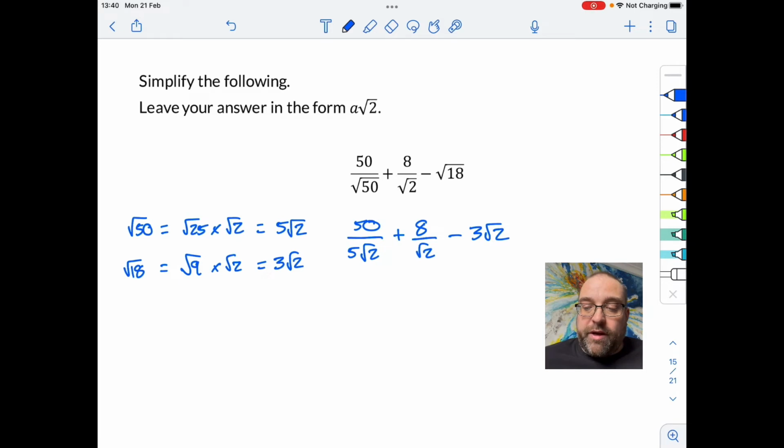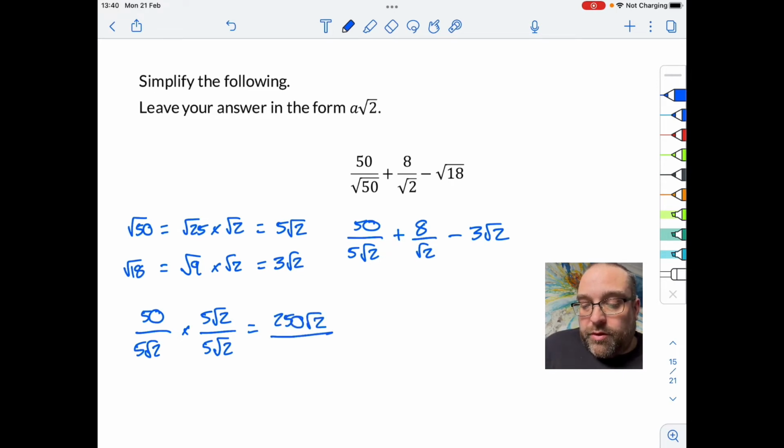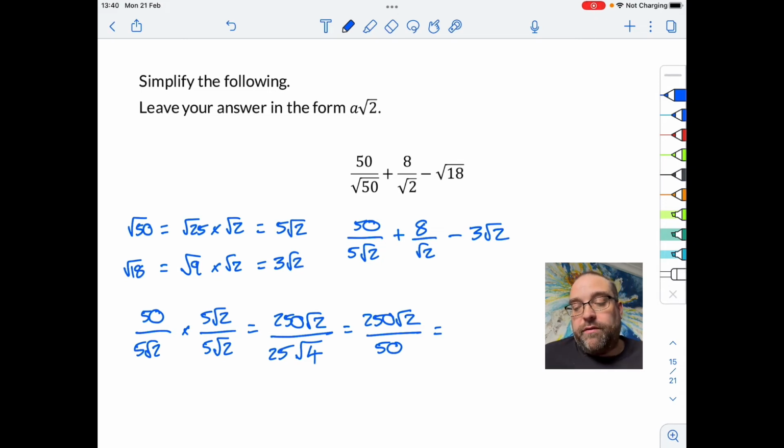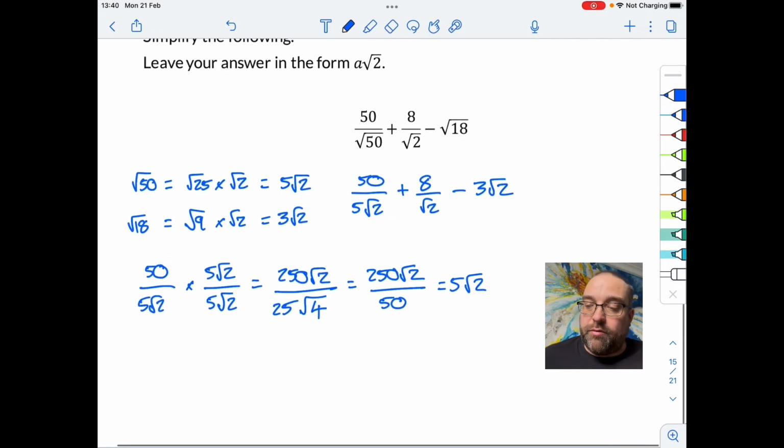So starting with the 50 over 5 root 2, we're going to multiply top and bottom by 5 root 2. So that will give me 250 root 2 over 25 root 4. Square root of 4 is 2, so the denominator is going to be 50 because 25 times 2 is 50. So 250 root 2 over 50. And we can cancel that down because 250 divided by 50 is 5. So that would simplify to 5 root 2.